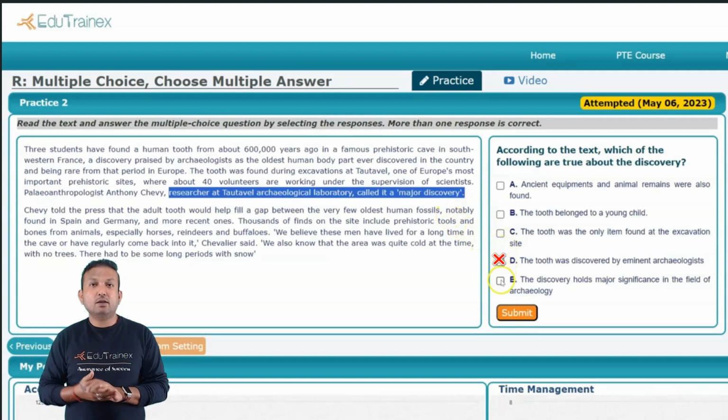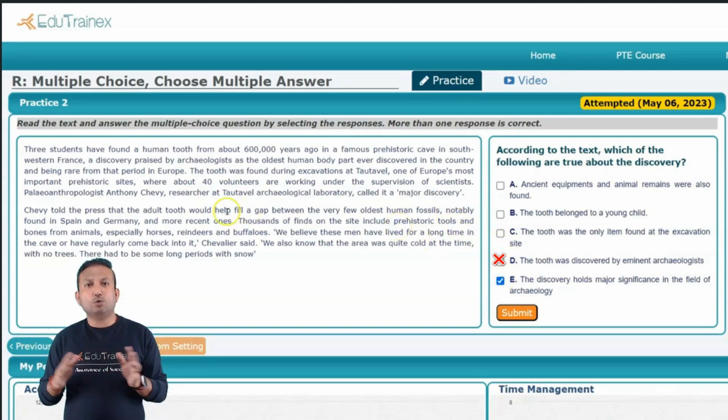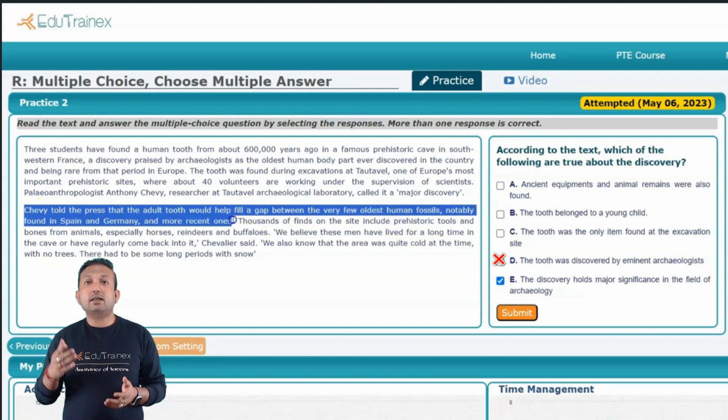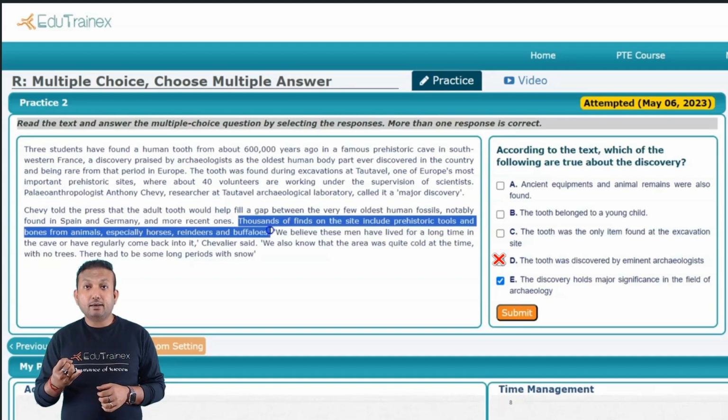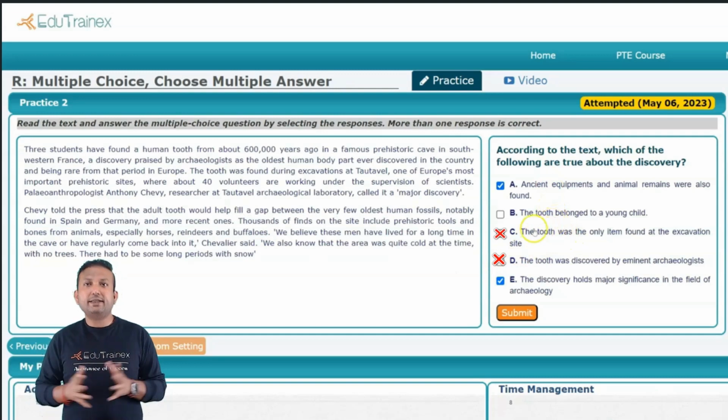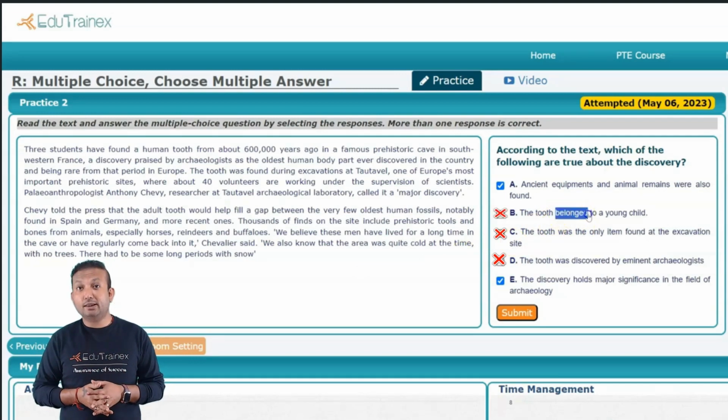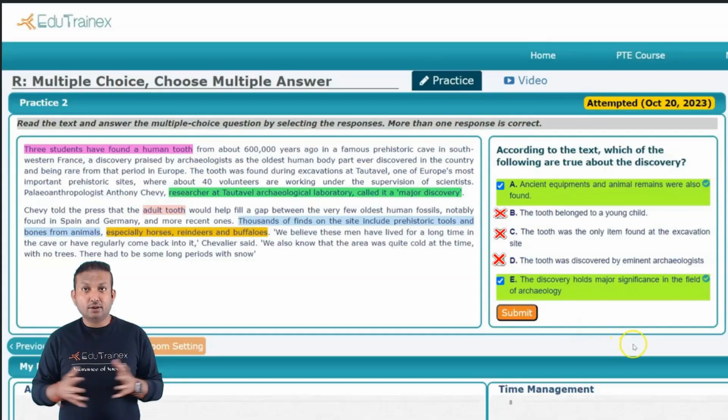Let's continue reading. The first sentence of the second para has no relevance. The next sentence says thousands of finds on the site include prehistoric tools and bones from animals, especially horses, reindeers, and buffaloes, which makes option A as the correct and option C as incorrect. So I just quickly read the remaining text and I don't find any reference to the tooth belonging to a young child. And that's how we got our 2 answers correct very quickly and easily. Read only what is mentioned in the answer option and ignore the rest. Simple yet effective shortcut trick.